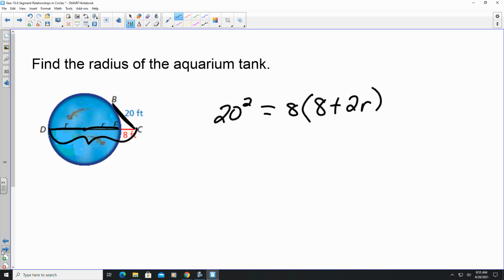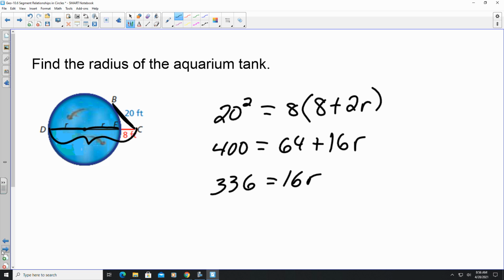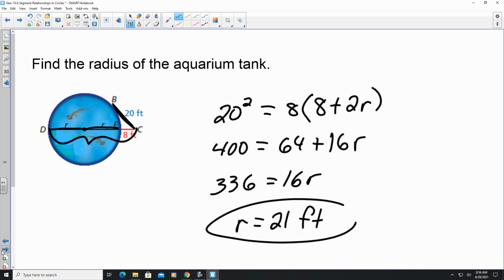So with that, I get 20 squared, which is 400, and it's going to be equal to 64 plus 16r. Subtract 64 from both sides, so I got 336 is equal to 16r. Divide everything by 16. r is going to be equal to 21, and it was feet for this example.